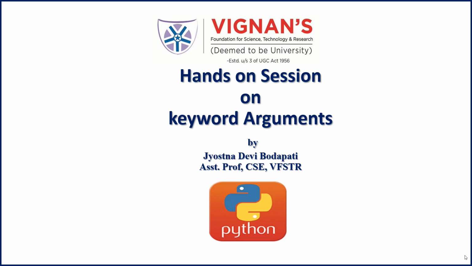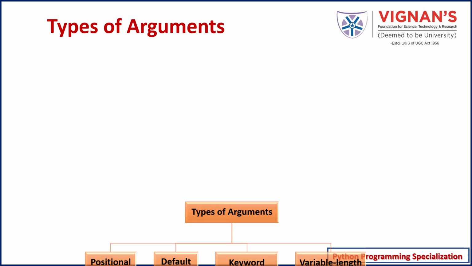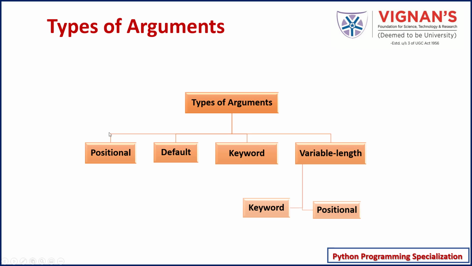Welcome to the hands-on session on keyword arguments. In the last video, we have seen what positional arguments are and how default arguments can be used in Python to skip passing certain arguments while calling the functions. In this video, we'll see what keyword arguments are and how they are helpful to jumble the order of arguments to be passed in the function calls.